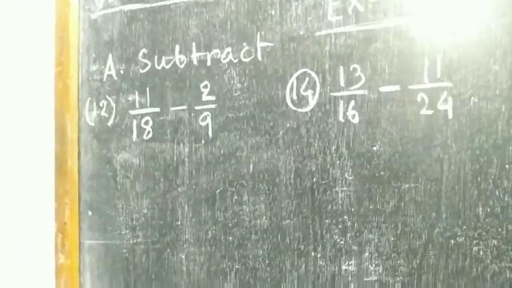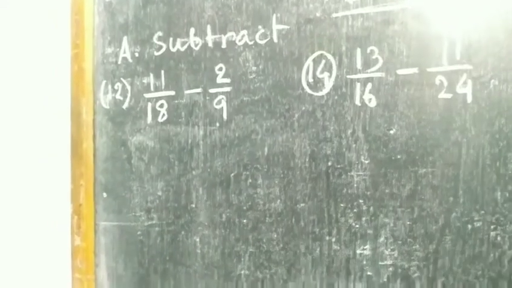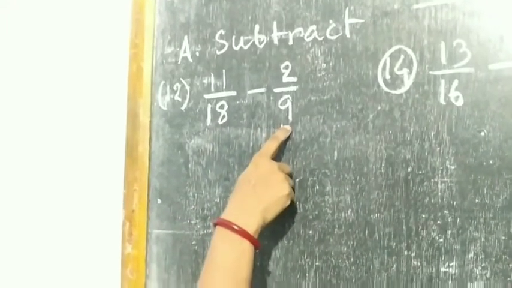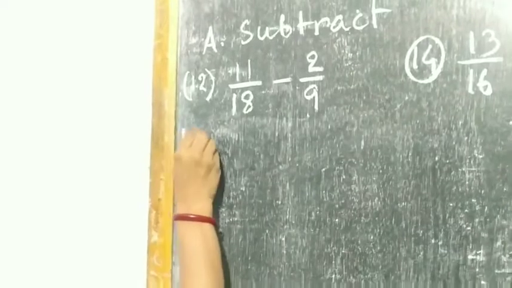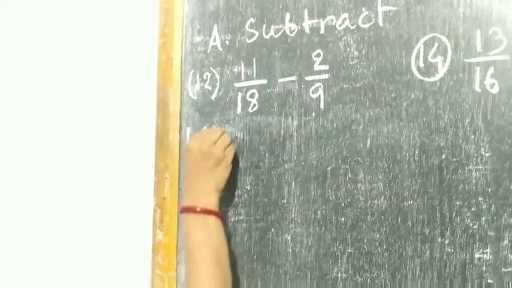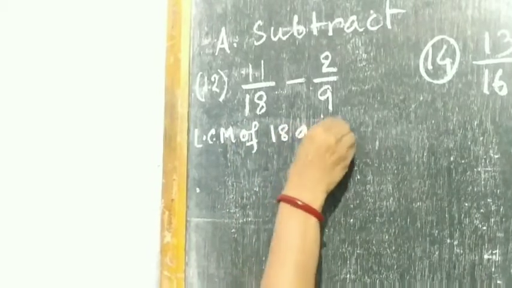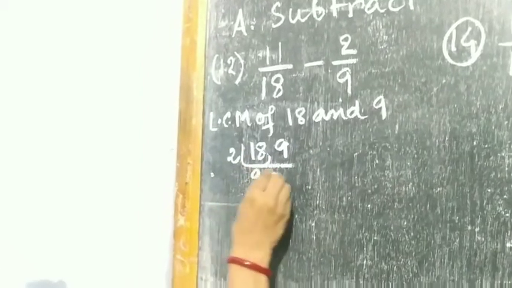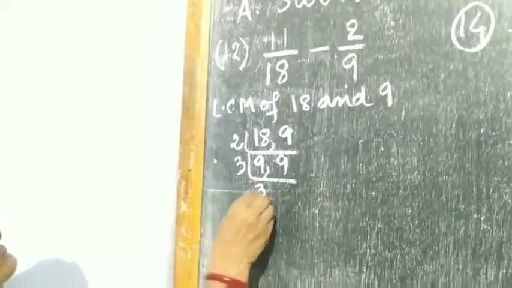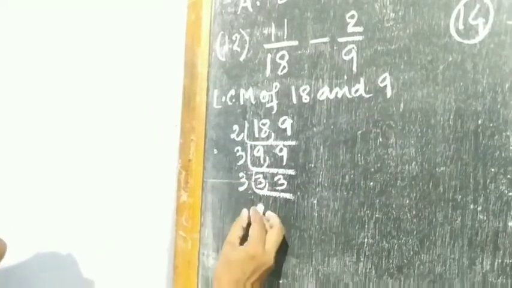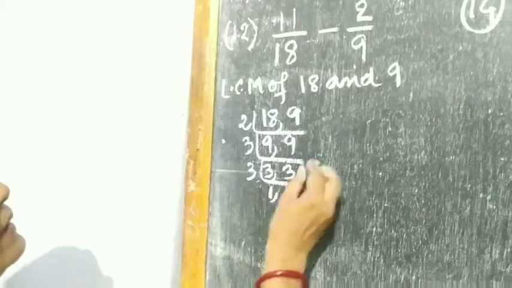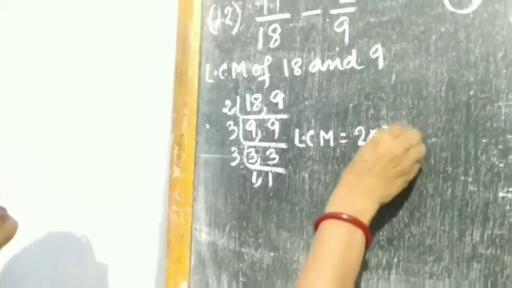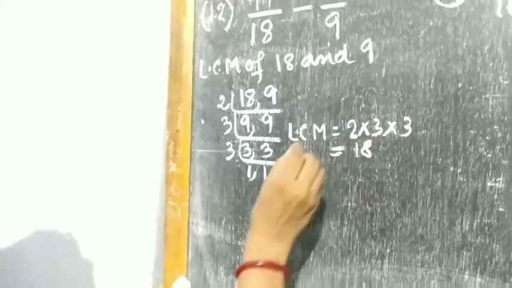Sum number 12, that is 11 by 18 minus 2 by 9. First, you have to find the LCM of the denominators 18 and 9. Here I shall use the repeated division method. So LCM of 18 and 9. Divide them by 2: 9, 9. Divide them by 3: 3, 3. Divide them by 3: 1, 1. So LCM equals 2 into 3 into 3. 2 threes are 6, 6 threes are 18.